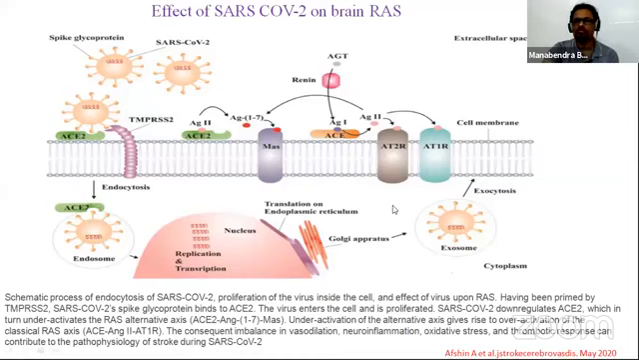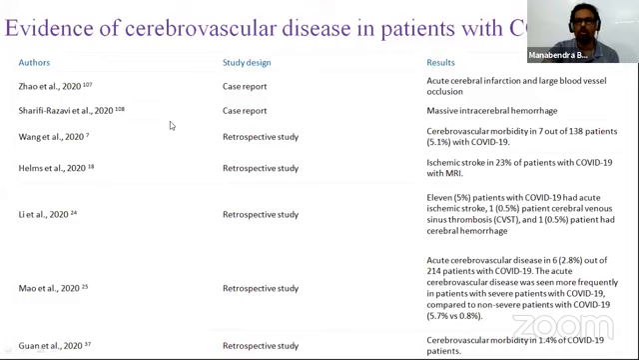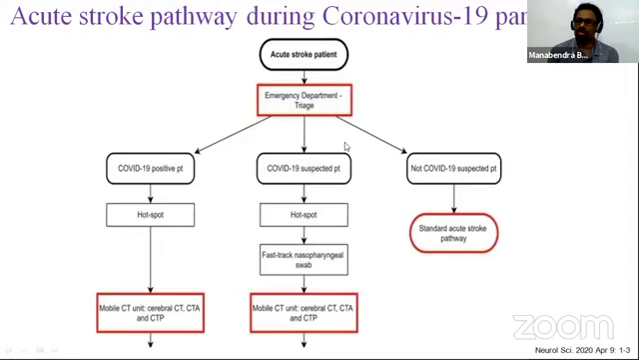And this is the evidence from different studies. There is a lot of evidence of acute cerebral infarction. The European Academy of Neurology supported this. This study was published in the Journal of the Neurological Sciences in April 2020, and it shows the acute stroke pathway in the coronavirus pandemic, and how patients should be dealt with.